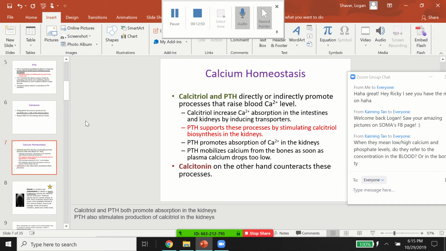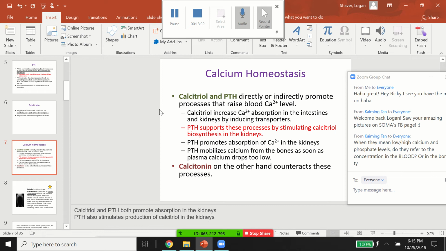Calcitriol, like we've already said, is going to be increasing calcium in the intestines and the kidneys by inducing those transporters, those calcium ATPases that we were just talking about. So that's how it does that. It absorbs calcium in the intestines from the diet, and it reabsorbs it from basically urine in the kidneys. So that's how it gets that calcium. Now, PTH is going to be supporting the same process that calcitriol does. So it does support what vitamin D does.